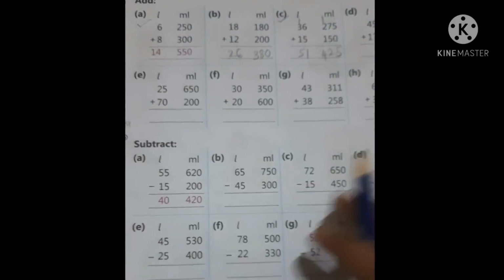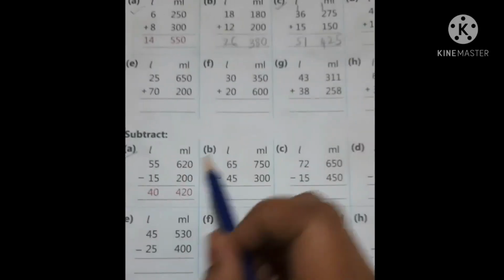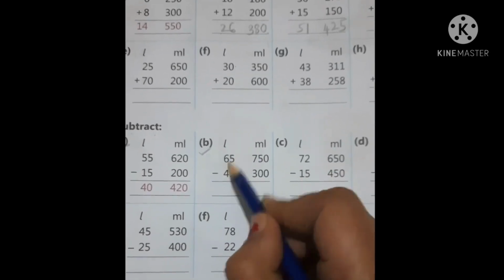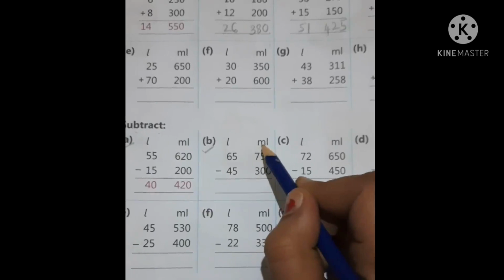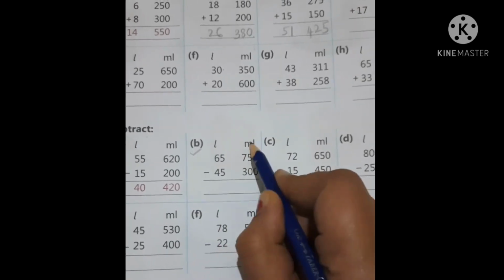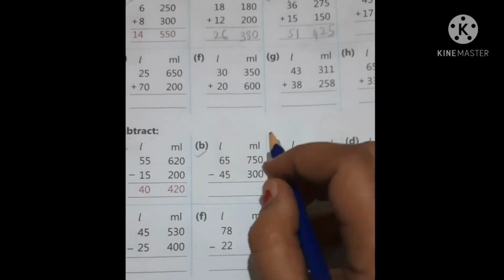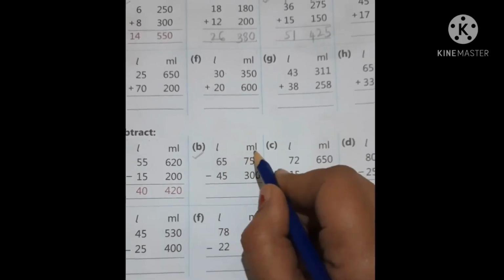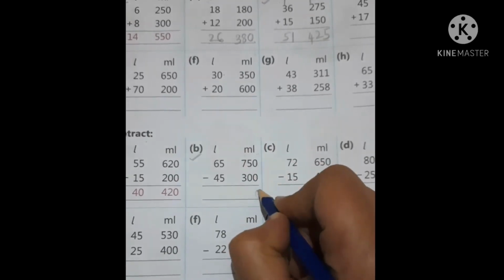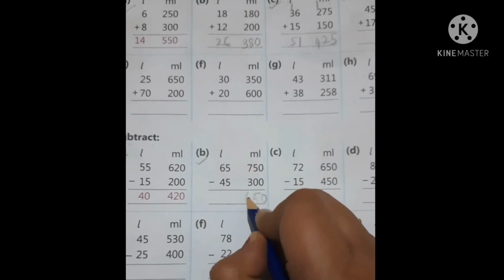In the same page, we are doing subtractions. Question A is done for us. Let us do question B. We are subtracting 45 liters 300 milliliters from 65 liters 750 milliliters. We should always do subtractions first with milliliters. So 0 minus 0 is 0. 5 minus 0 is 5. 7 minus 3 is 4.